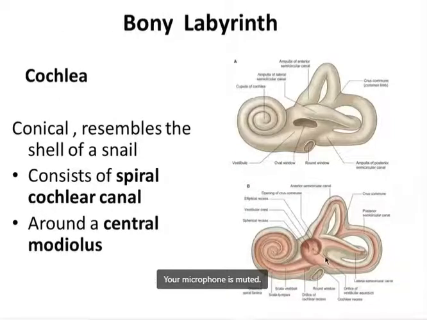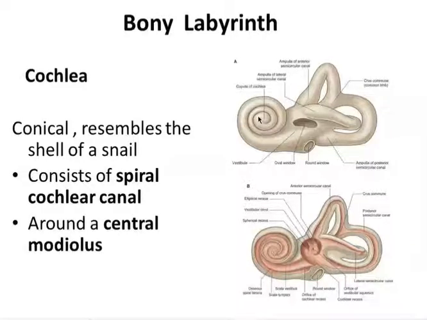Now come to each part. This is the cochlea here. The cochlea resembles the shell of a snail, so it looks like a snail, and it is known as the cochlea. It's conical, and inside it consists of the cochlear canal. So this is the cochlear canal.